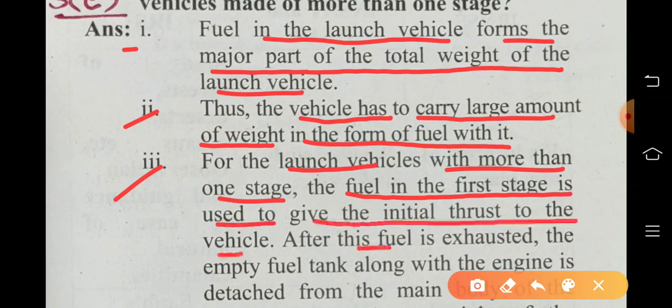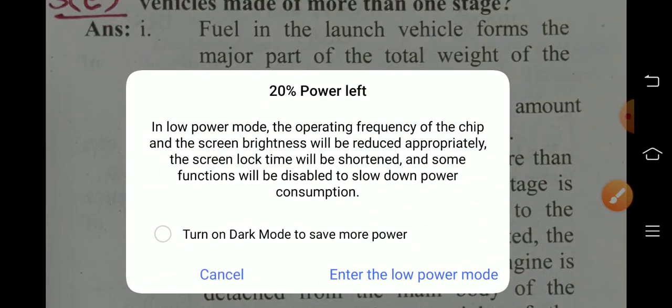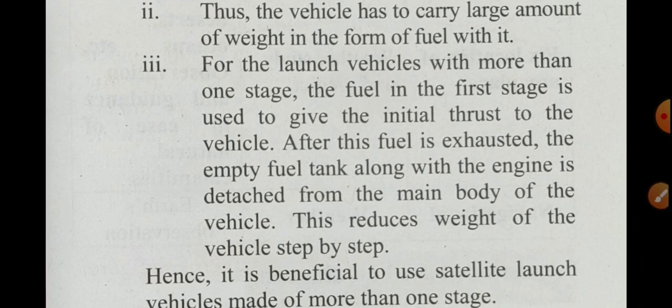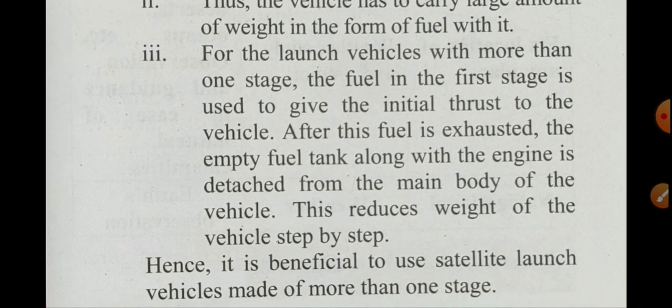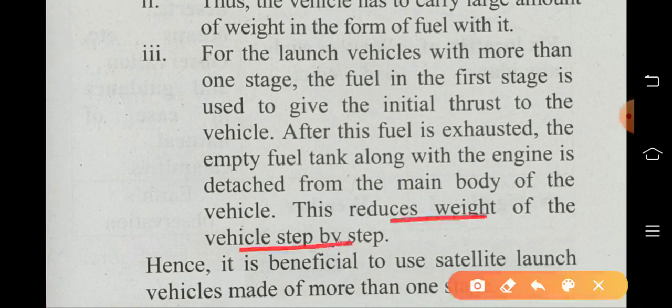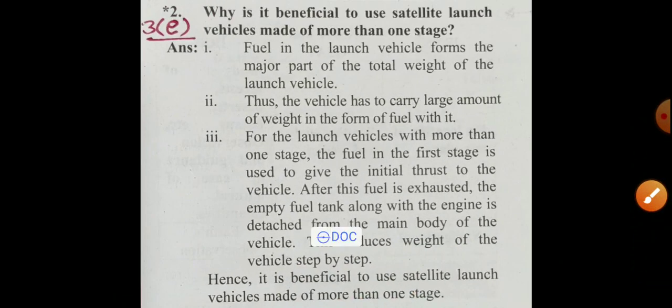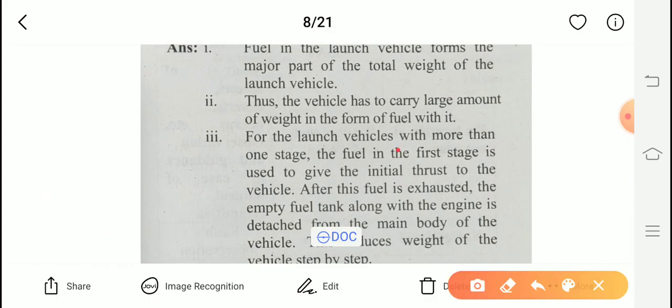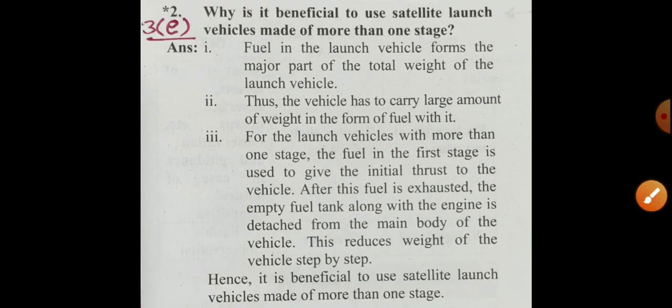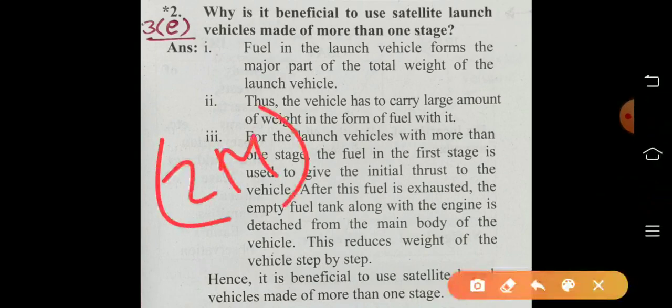After this fuel is exhausted, the empty fuel tank along with the engine is detached, meaning separated from the main body of the vehicle. This reduces the weight of the vehicle step by step, and hence it is beneficial to use a satellite launch vehicle made of more than one stage. All are getting? So this is 2 marks. 2 marks, give reason question.